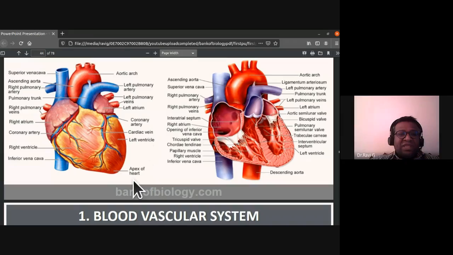So this is the apex of the heart. The coronary artery, cardiac vein, and left ventricle, all of these you can notice in this complete view of the heart. When you take a section of that, this is what you can notice: the internal details of the heart.